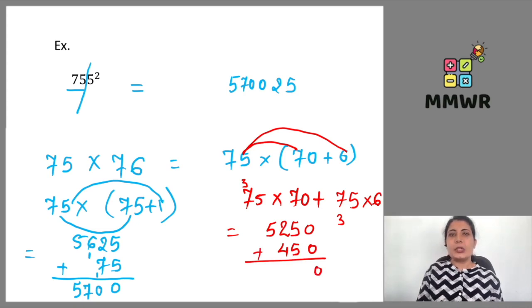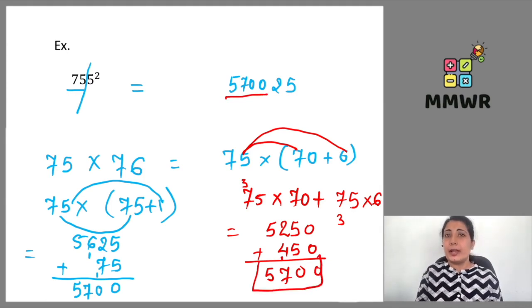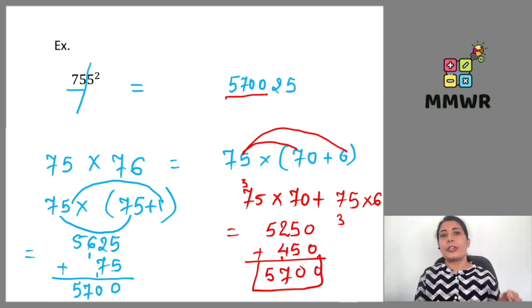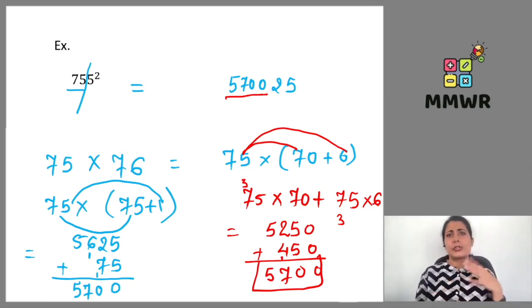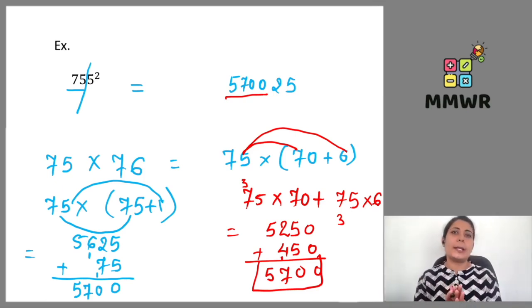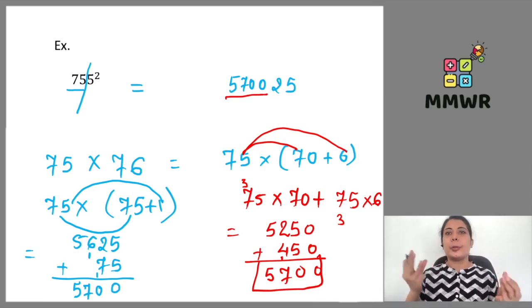Now 0 plus 0, 5 plus 5 is 10, 4 plus 2 plus 1 is 7 and 5. Look, we exactly got the same number, 5700, once we have taken the product of 75 with 76. So there are multiple ways to break the number. That depends how smartly we can use our brain.